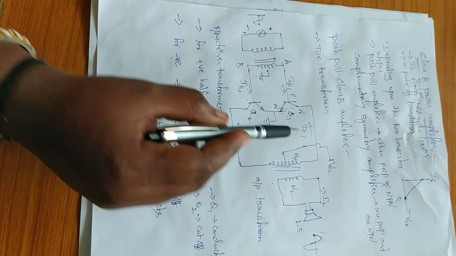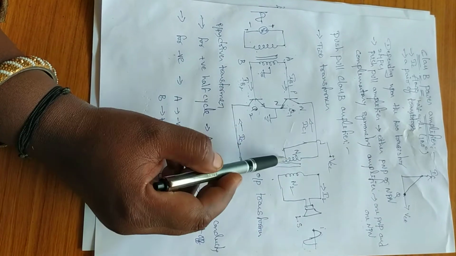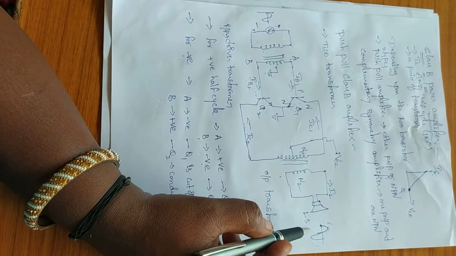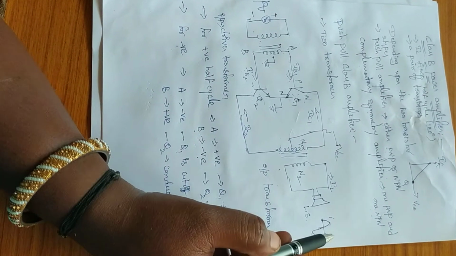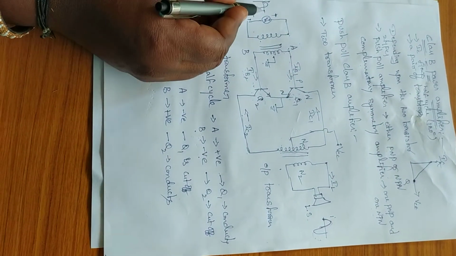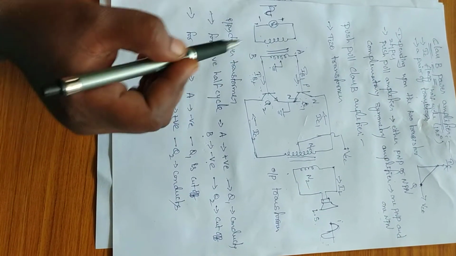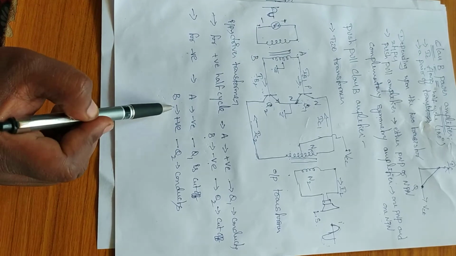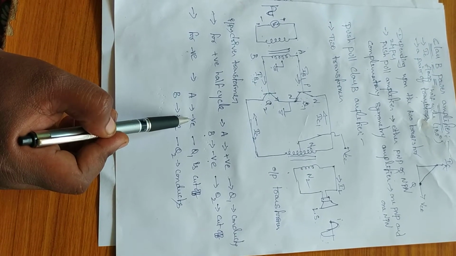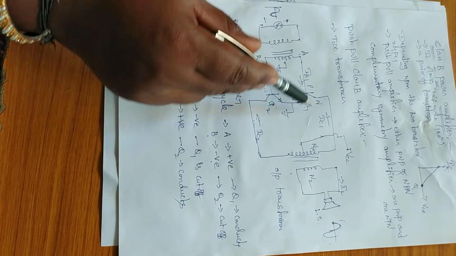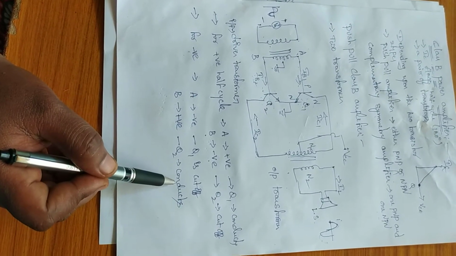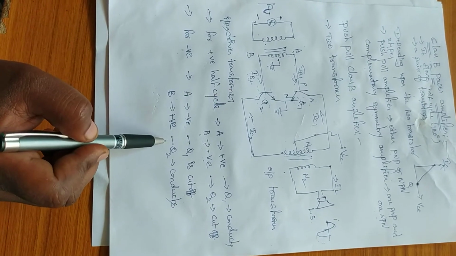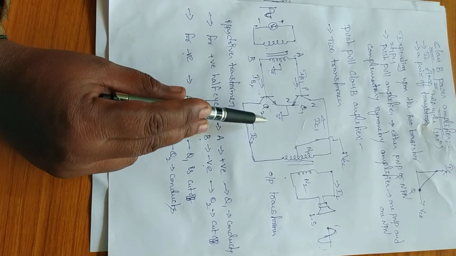Hence, IC1 flows through the top of the primary of the output transformer. Thus, positive half cycle reproduced at the output. Second case is for negative half cycle. Here the input cycle is negative half cycle. In this case, point B is positive, point A is negative. Whenever point A is negative, Q1 is cut off and Q2 conducts.